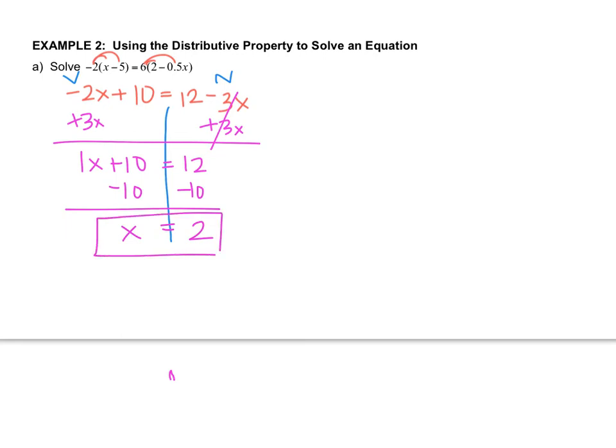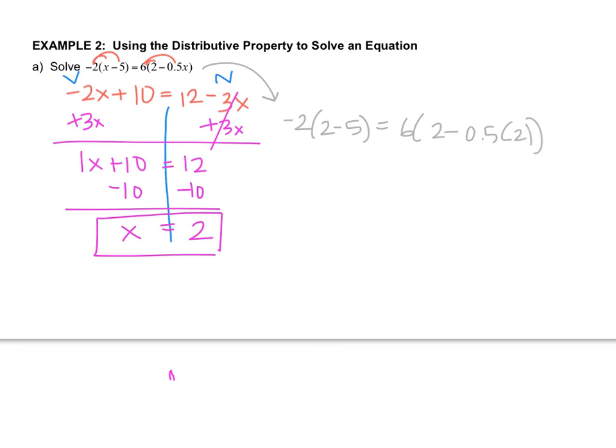It doesn't say we have to check, but let's go ahead and do it anyway. You go back to the original. Whenever you check, you go back to the original equation, and you plug in what you have. So wherever I see an x, I'm going to put a 2. It's going to look super crazy because there's a lot of parentheses. Just go with it. Negative 2 parentheses 2 minus 5 equals 6 times 2 minus 0.5 times 2.